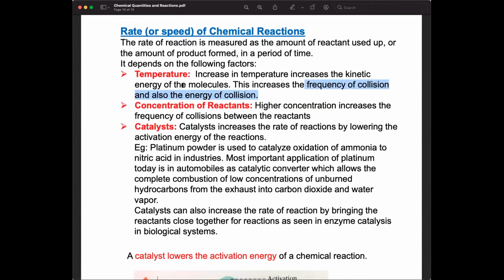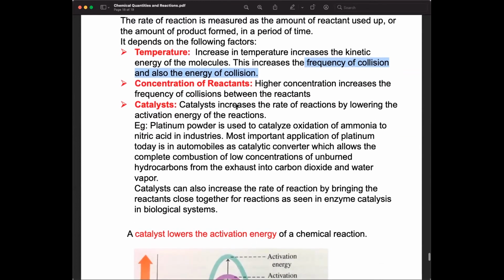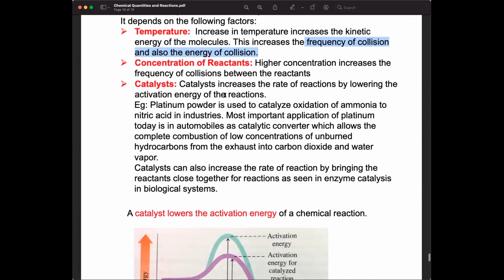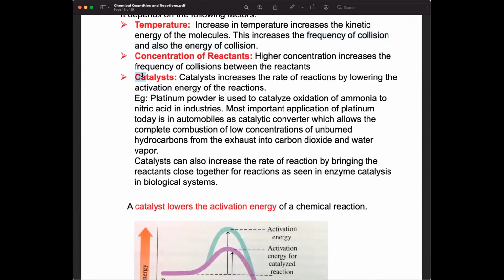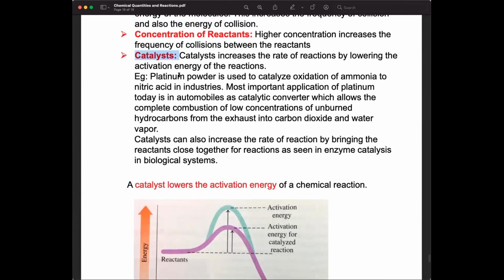So if the concentration is more, then the reaction rate is also going to increase, because the number of collisions is going to increase. Another important factor is a catalyst. Now, what is the catalyst? Catalysts increase the reaction rate. Okay, so they make it faster. If you add some additives there, it becomes faster, and they are called catalysts.